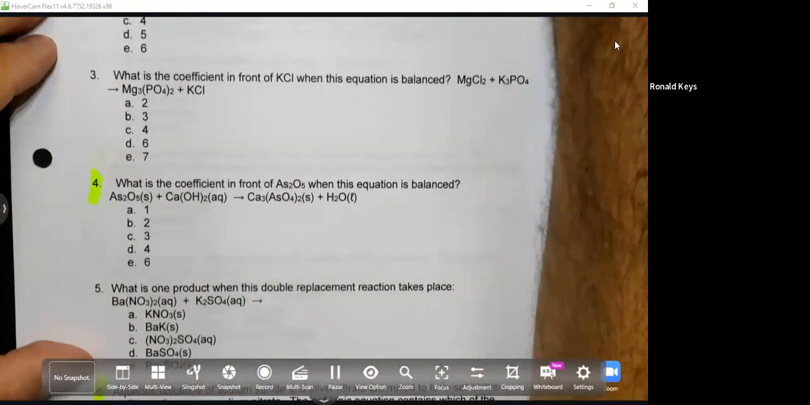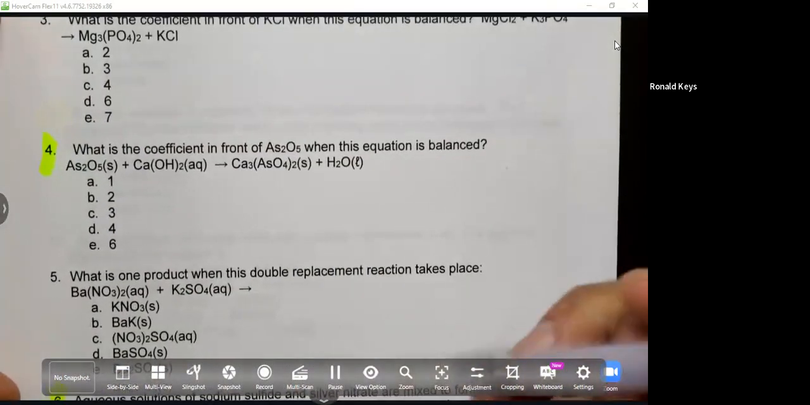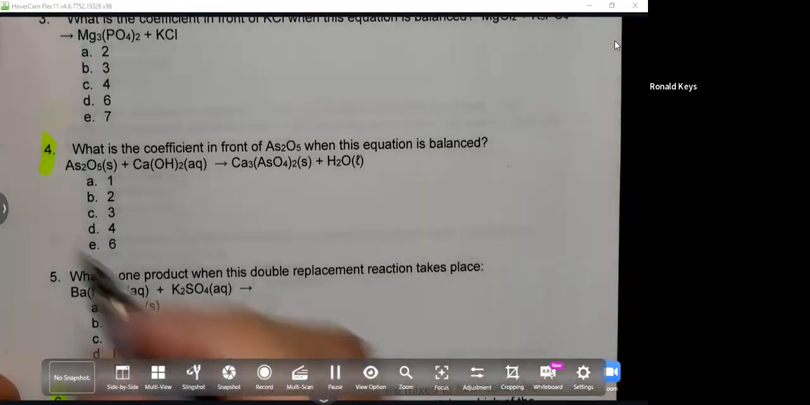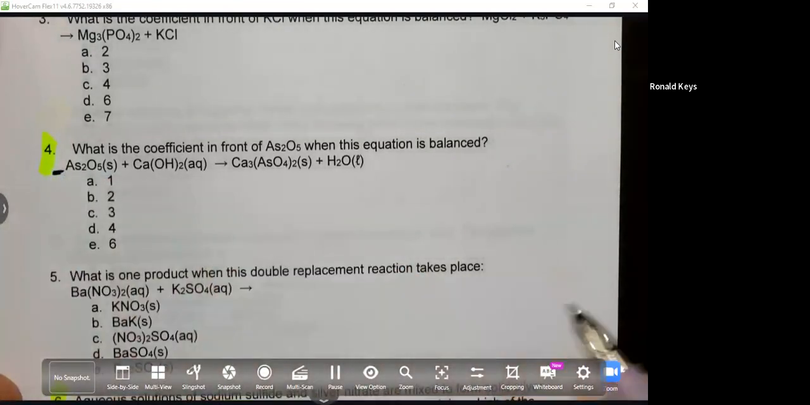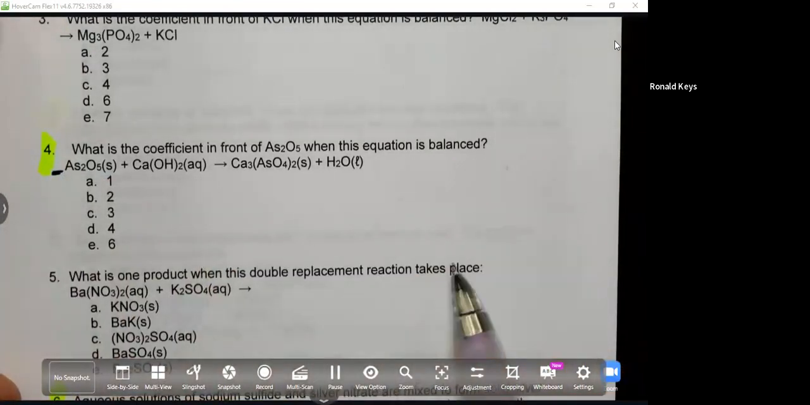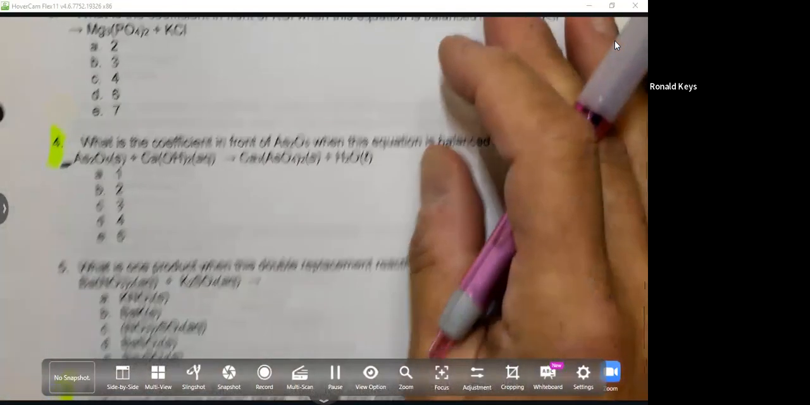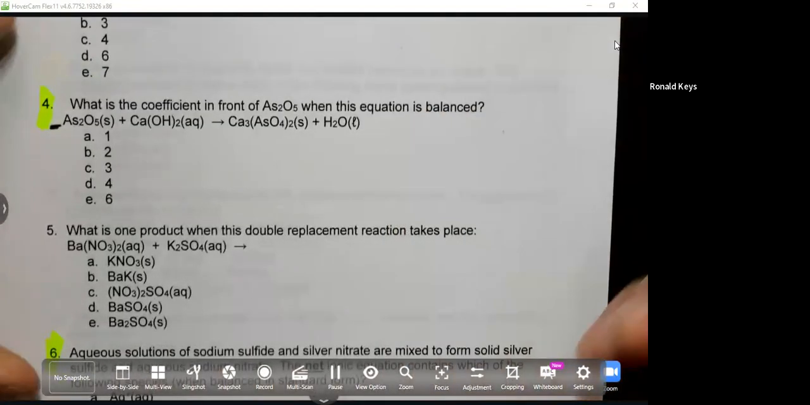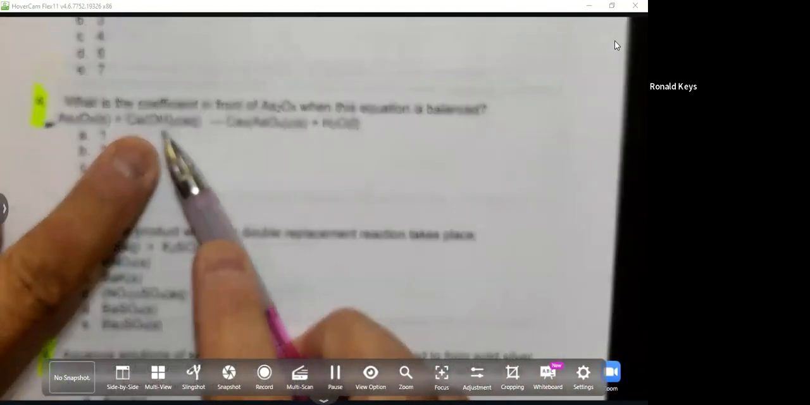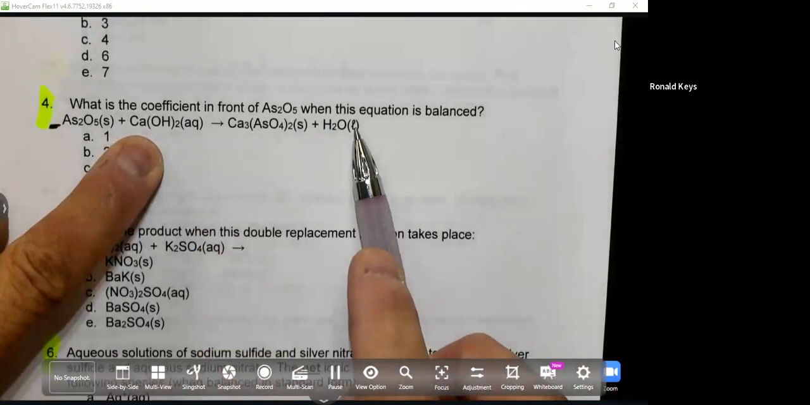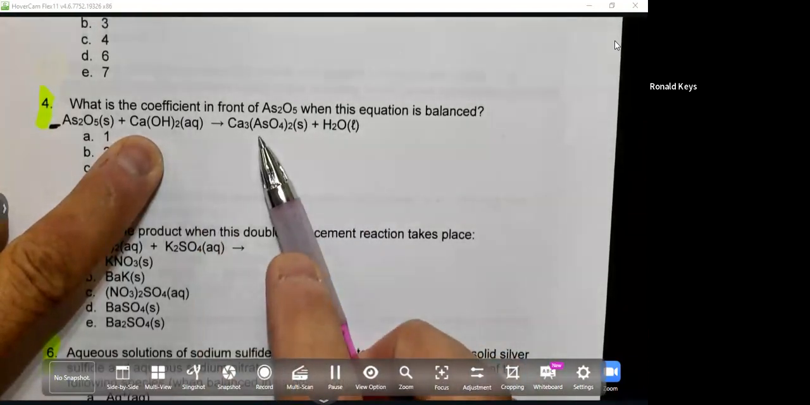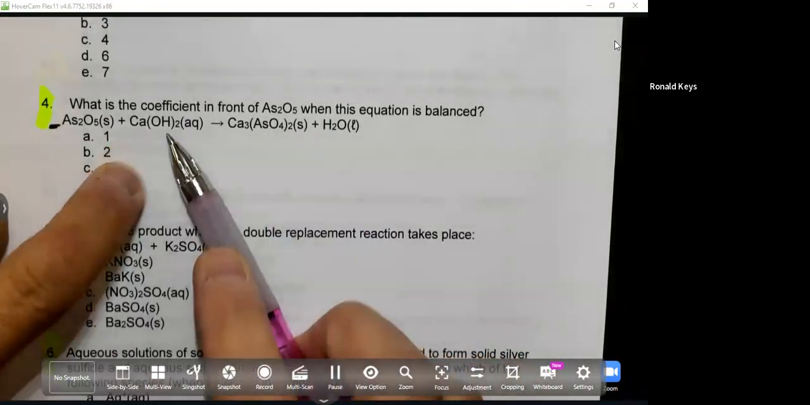Quiz question. So we got number 4. What is the coefficient in front of As2O5 right here? So we're looking to balance this equation. We should always look for what's in parentheses first. Are there nitrates, sulfates, things like that? There's hydroxide here, which is a polyatomic ion. There's no hydroxide over here. There's AsO4 here, none over here.